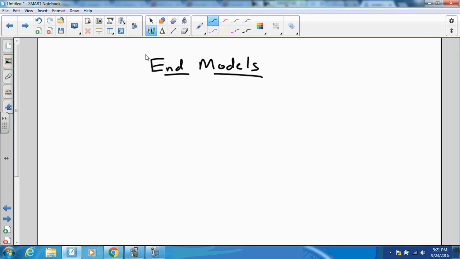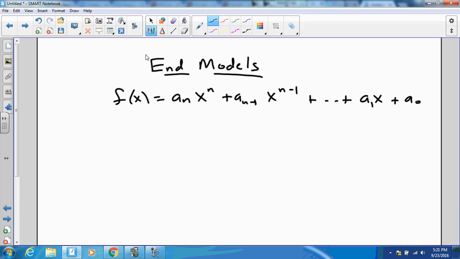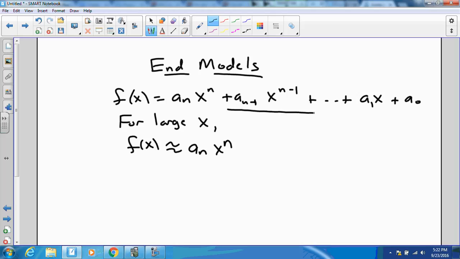It turns out that if you have a general polynomial, f of x equals a_n x to the n plus a_(n-1) x to the n minus 1, etc. We've seen these polynomials before. For very, very large positive or negative numbers, f of x is going to be basically no more than its largest degree term. For very, very large x, I can ignore all of these terms out here.